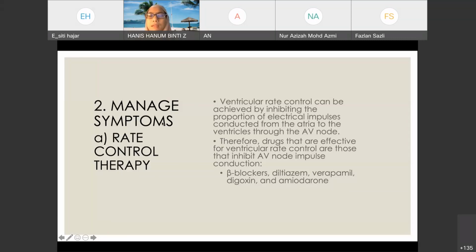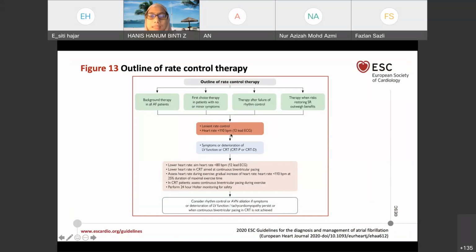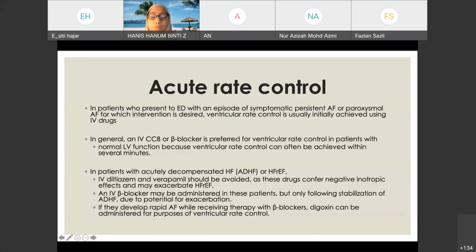So maknanya rate control therapy ni is a strategy kalau patient ni datang and then dia punya heart rate above, your normal heart rate is 90, betul tak? So if their heart rate goes above that, above 90, for example, kalau patient datang with a heart rate of 140 or above 90 and they are AF, so if you want to reduce the heart rate, we can give rate control therapy. Okay, the target heart rate is less than 110.